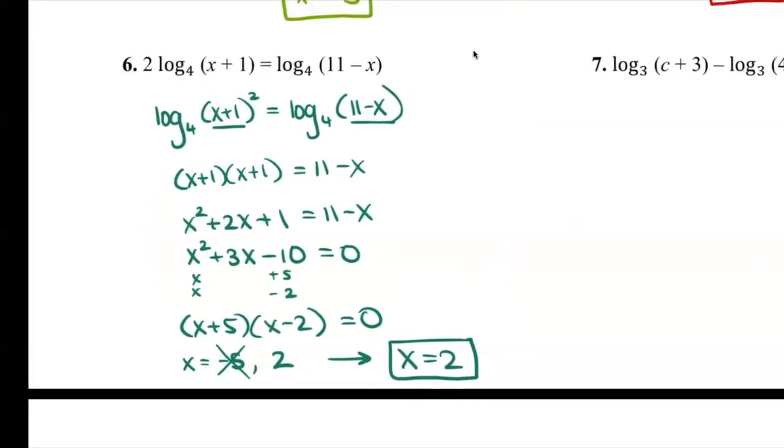Okay, and feel free if you want to write notes to yourself. You can say tossed or crossed out since it makes the original argument negative.